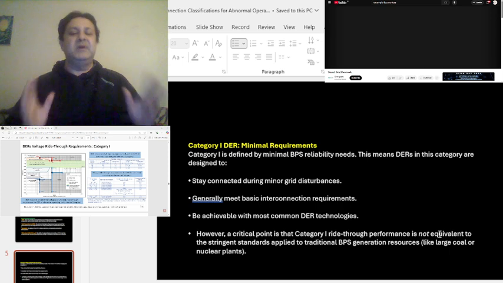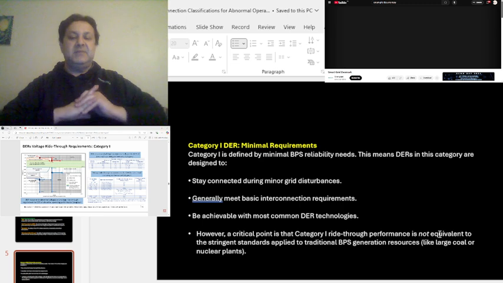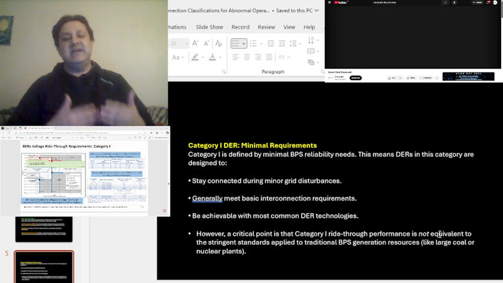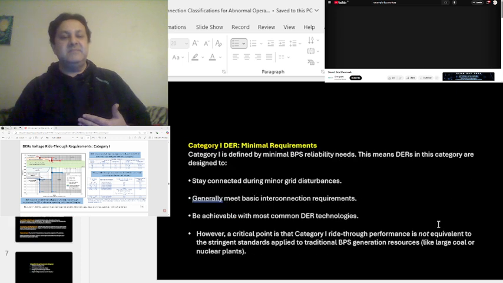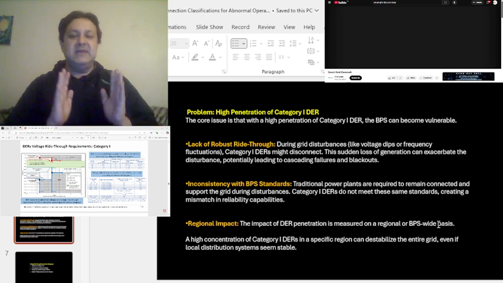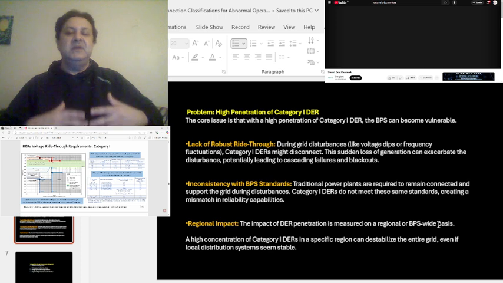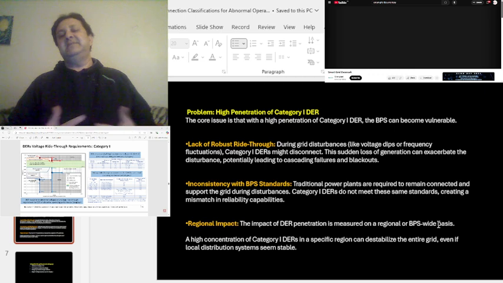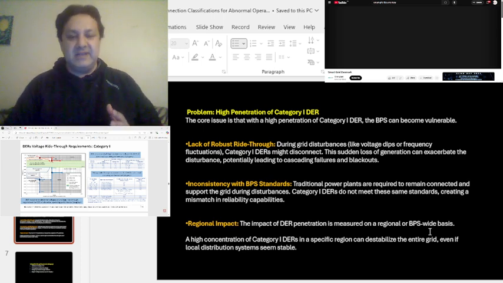However, a critical point is that category 1 performance is not equivalent to the stringent standard applied to the traditional. We will see after this about category 2 and 3, and the difference between those. Then what is the problem actually? The core issue is that with high penetration of category 1 DER, the BPS can become vulnerable, because all of a sudden you will have high penetration. The issue is that there is a lack of robust ride-through.